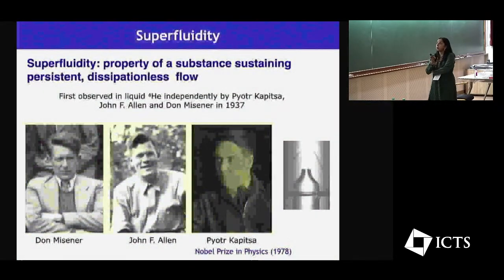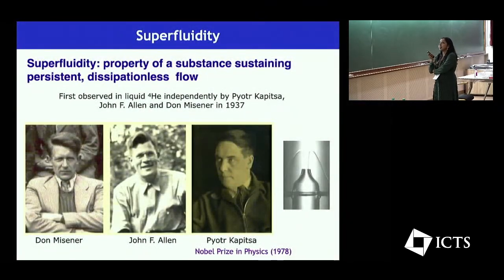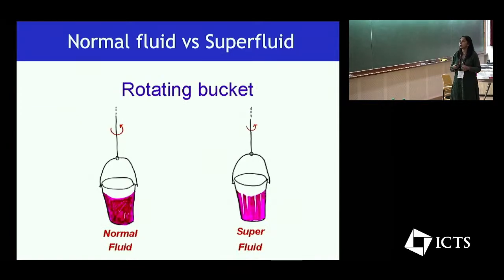Superfluidity, which is the property of a substance sustaining persistent dissipationless flow, was first observed in liquid helium by Kapitsa, John Allen, and Don Misener in 1937, and Kapitsa was awarded the Nobel Prize in 1978. So what is the specialty of superfluidity? If you have a normal fluid in a bucket and you rotate it, you see a meniscus like this. But if you have a superfluid in a bucket and rotate it, it does not form a meniscus like this, but it will have velocities which are not continuous, but in steps.